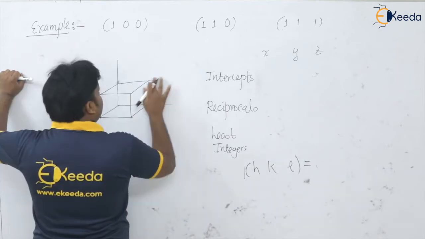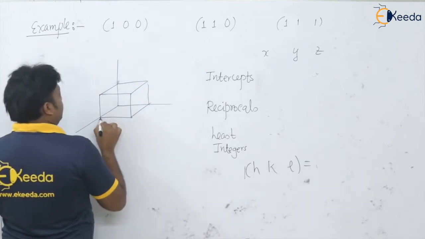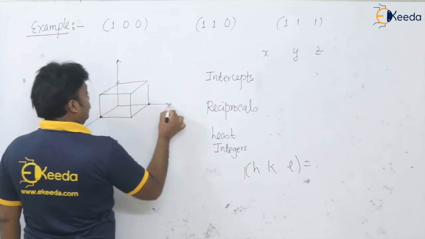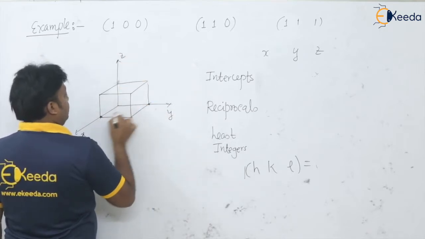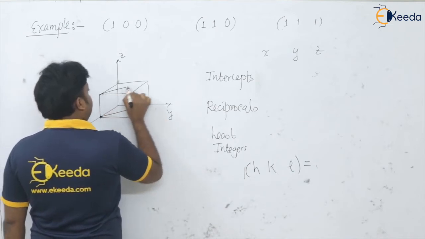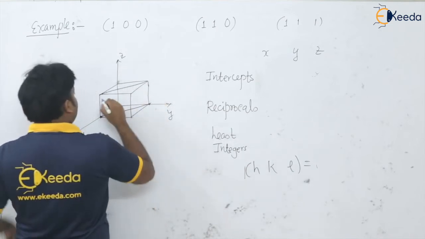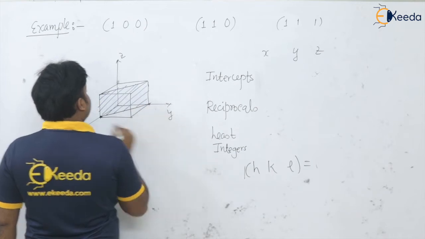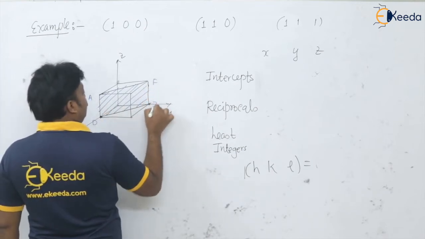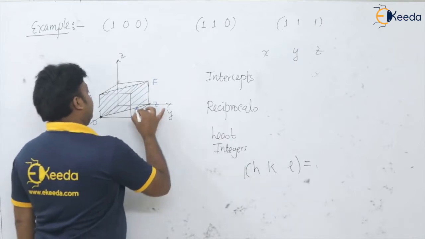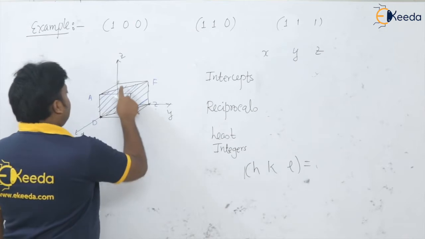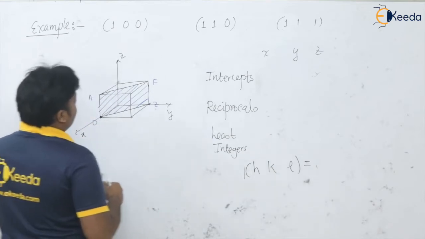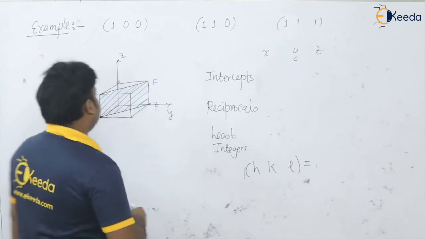Now in the same fashion we can solve for the plane 110. Plane with X, Y and Z, 1, 1, 0. We know the name of the plane, AD, FG. Keep the names of the planes in mind, it is very important, as we require them in planar density and linear density calculations for simple cubic, body-centered cubic and face-centered cubic.